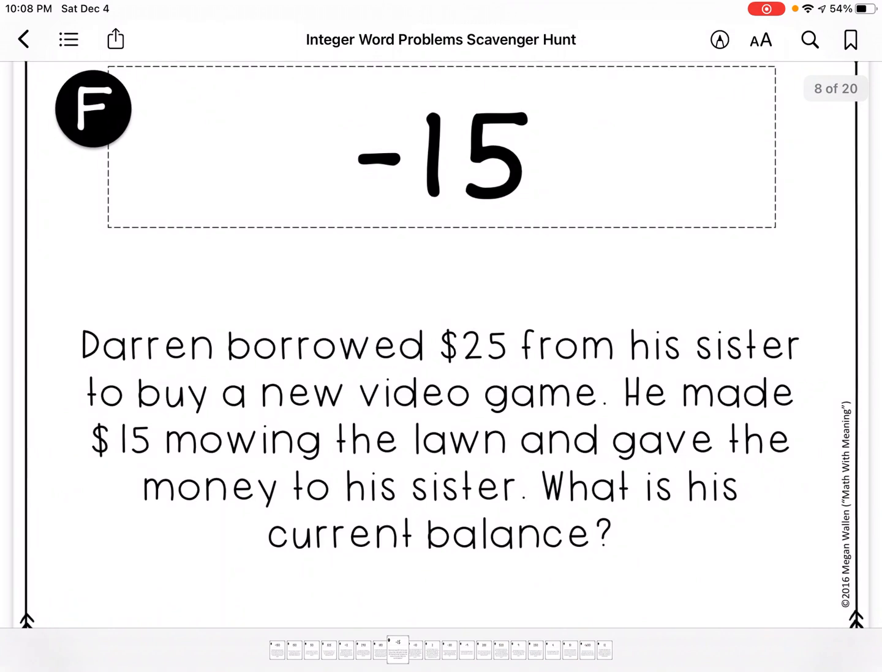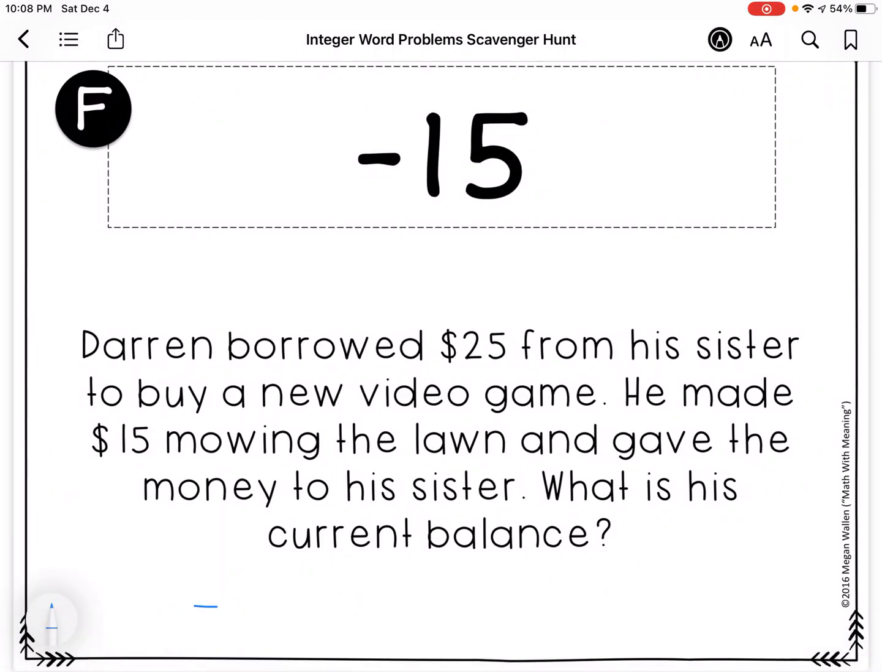Darren borrowed $25 from his sister to buy a video game. If he made $15 mowing a lawn and gave the money to his sister, what is his current balance? Signs are different. I have to subtract, so I get -10.